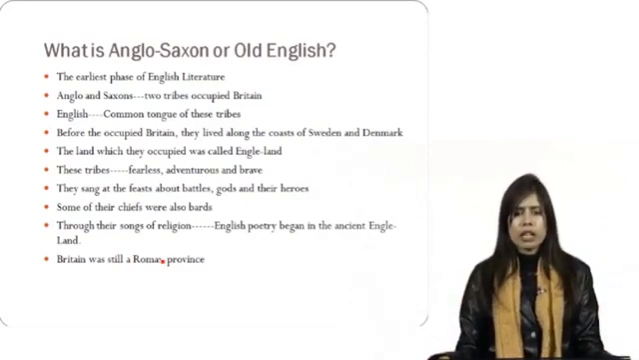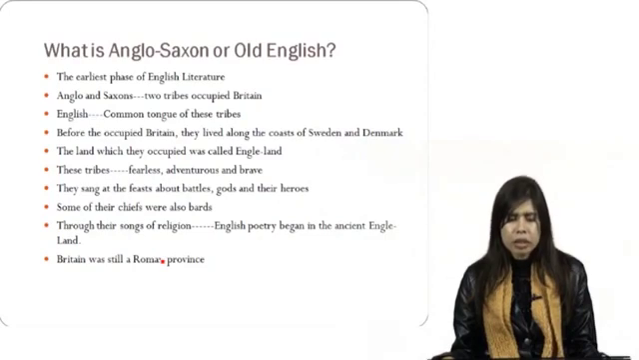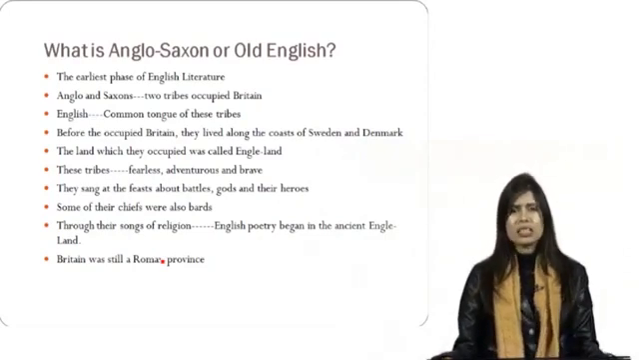These tribes were fearless, adventurous and brave. So these are the qualities of these tribes, Anglo and Saxons. And previously when they came to Britain, they used to live along the coast of Sweden and Denmark. When they came over here, you can see that they are adventurous, fearless and brave people. Dear students of MA English, here you can see that they sang at the feast about battles, gods and their heroes. So they had certain heroes at that time, and they used to sing songs based on battles, on gods and on their heroes as well.